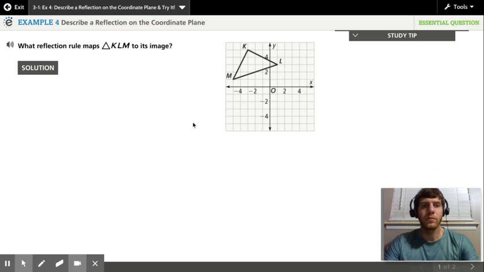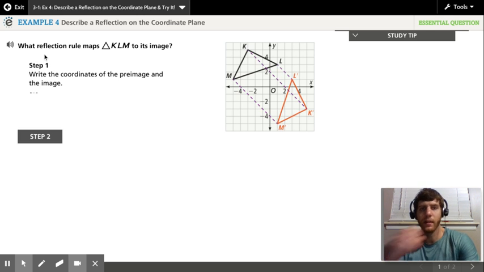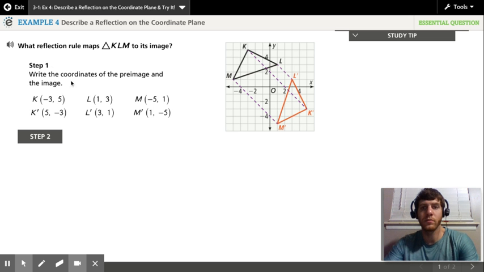Okay, so they want us to write a reflection rule for triangle KLM to its image. They don't give us its image, so we have to figure it out. The pre-image is KLM, and then we're reflecting over some line. We don't know what that line is. We have to figure that out. And we're getting triangle K prime, L prime, M prime.